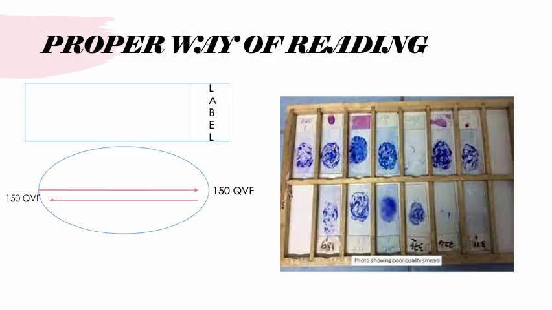Now, after doing the simple procedure, you can now proceed to the reading process. Now, the proper way of reading glass is here, okay? So, usually the label is placed at the rightmost portion of the slide. And then on the whole smear glass, you do in total a 300 field reading. So, this is done by 150 on the right side, and then 150 fields on the left side. In total, that is 300 oil immersion fields.